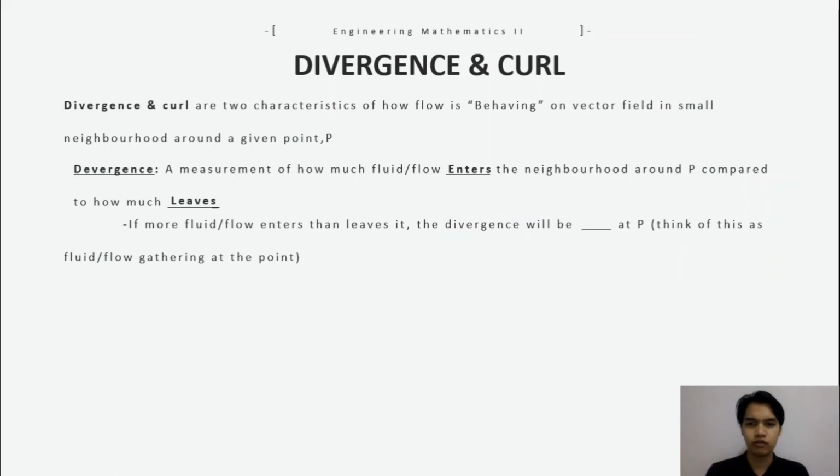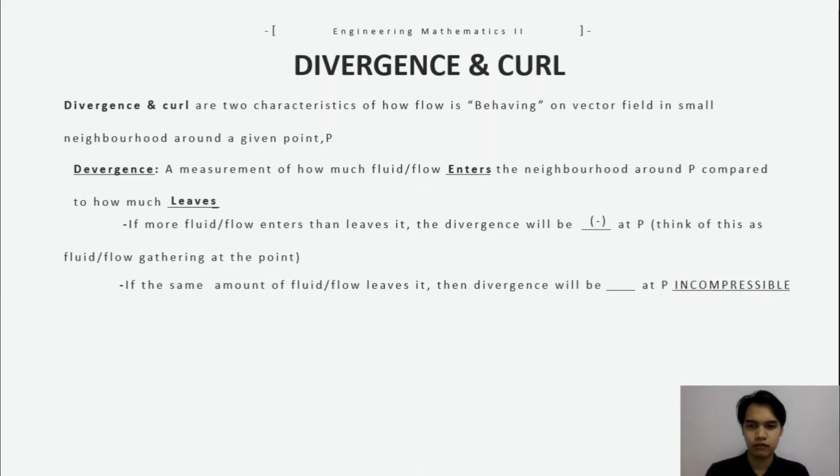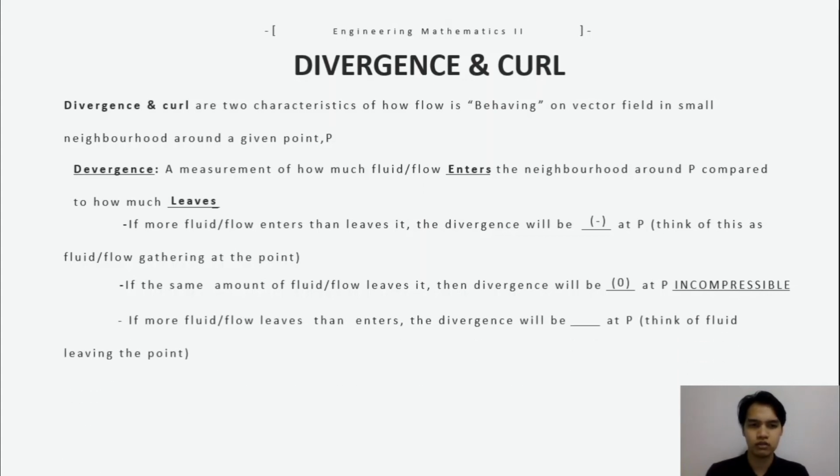If more fluid or flow enters than leaves, the divergence will be negative at P because the fluid is gathering at the point. If the same amount of fluid flow leaves, then the divergence will be 0 at P because the amount that comes in is the same as the amount that leaves. If more fluid or flow leaves than enters, the divergence will be positive at P because the fluid is leaving the point.